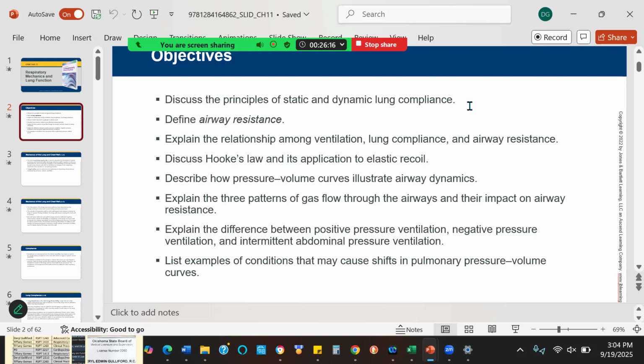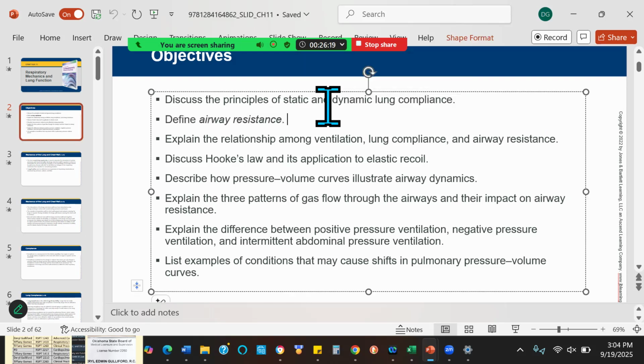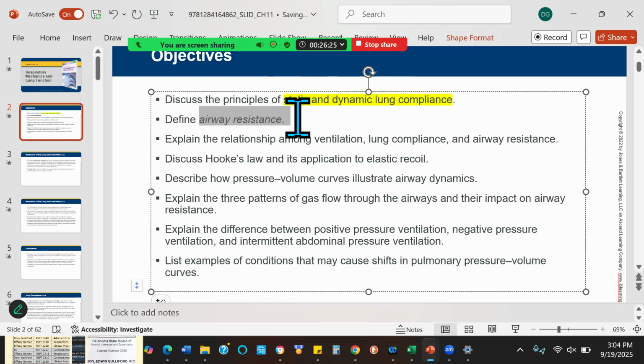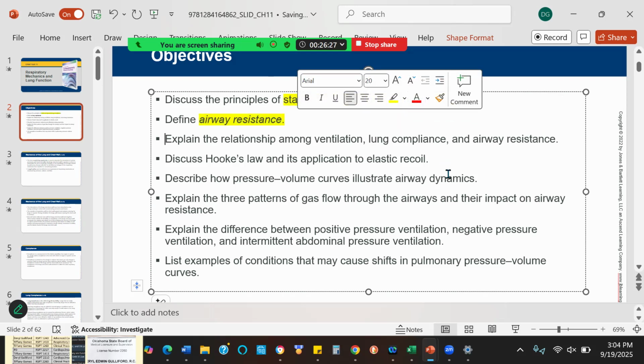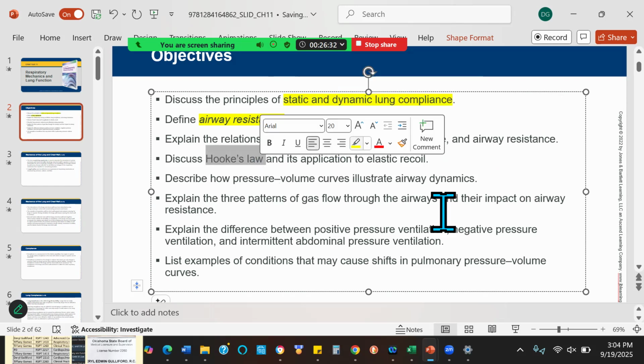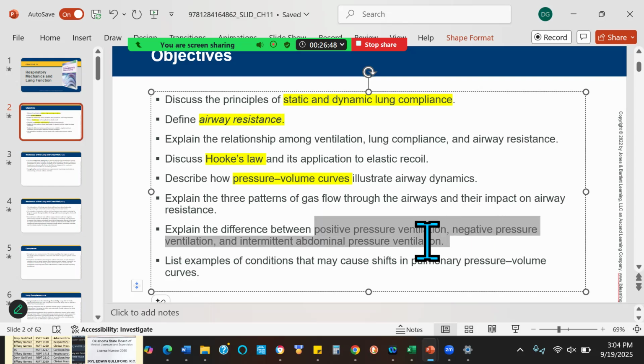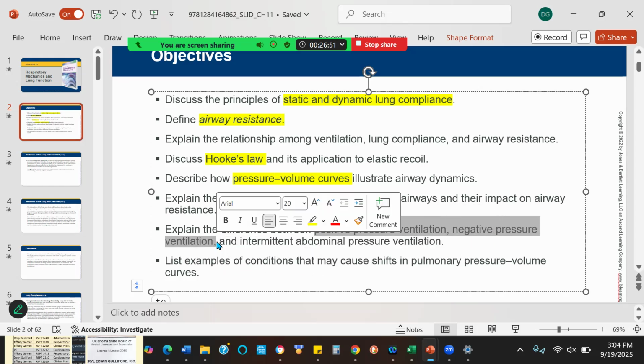Static and dynamic compliance. You definitely need to understand that. Airway resistance. That's another key concept. The relationship among ventilation, lung compliance, and airway resistance. Hooke's law. Pressure volume curves. Three patterns of gas flow: laminar, turbulent, and some others. Explain the difference between positive and negative pressure ventilation. And conditions that may cause shifts in these various curves.